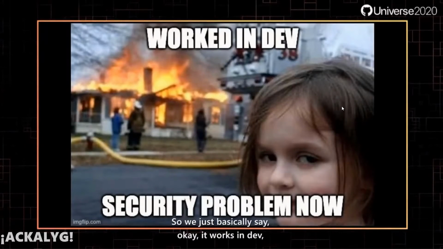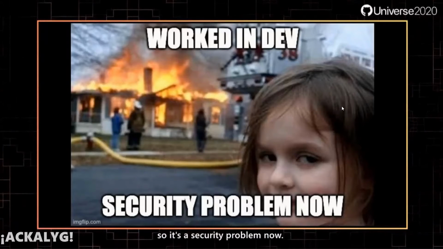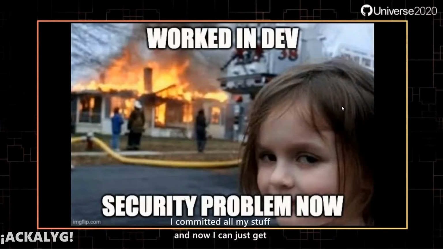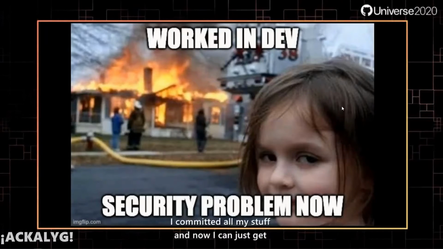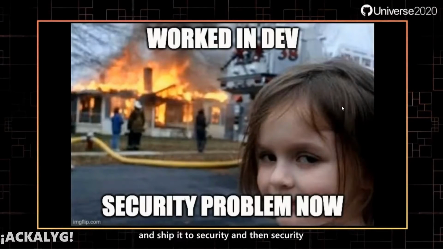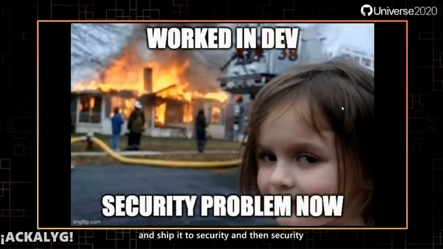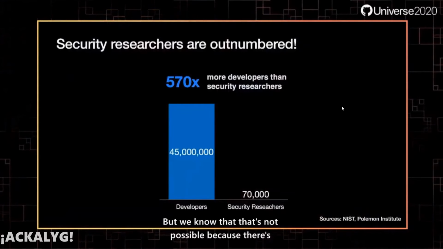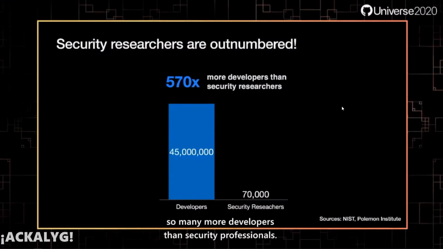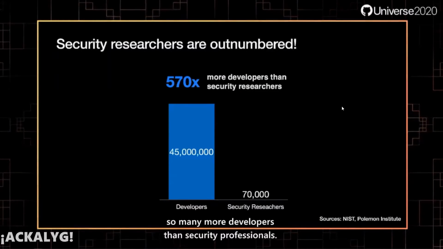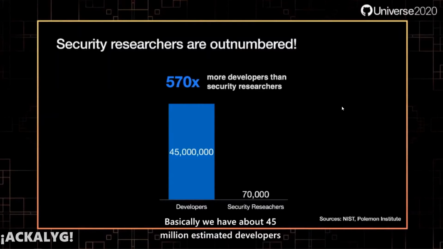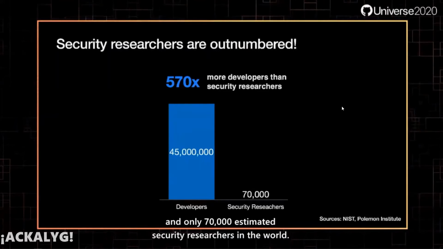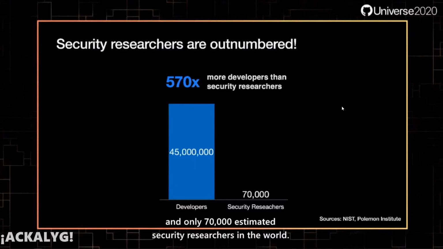And despite that, as developers, we often treat it this way. We just say, okay, it works in dev, so it's a security problem now, right? I have developed my code, I committed all my stuff, and now I can just ship it to security, and then security is going to fix it all for me. But we know that's not possible because there are so many more developers than security professionals. We have about 45 million estimated developers and only 70,000 estimated security researchers in the world.